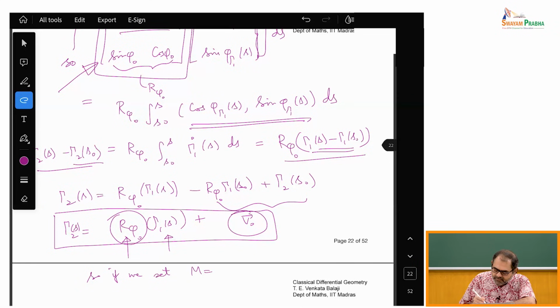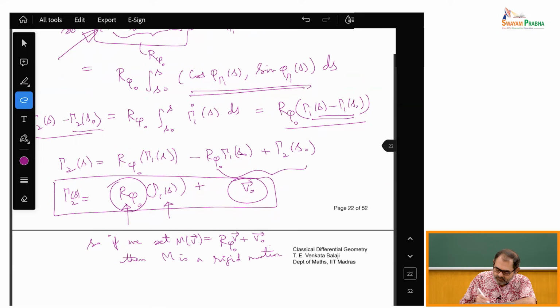m to be r phi naught plus v naught, okay. So m of v, if you want, let me write it like that, m v is equal to r phi naught v plus v naught, then m is a rigid motion of R2 such that gamma 2 is m circle gamma 1, okay.